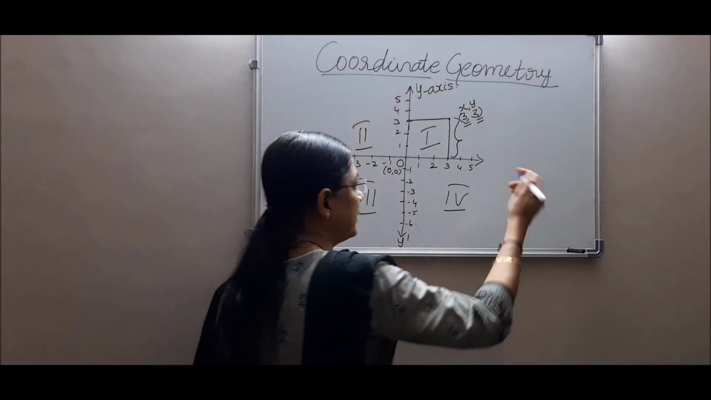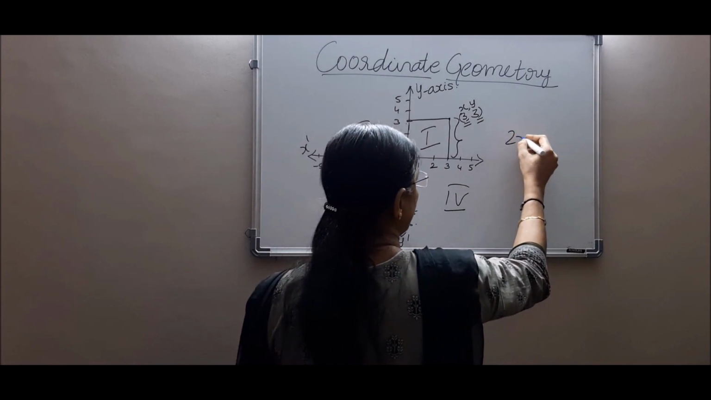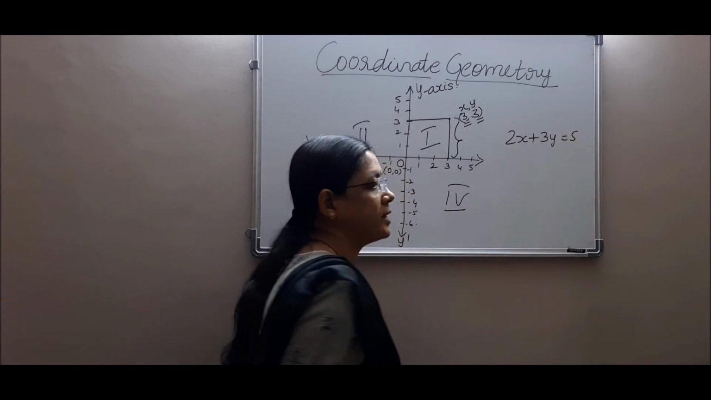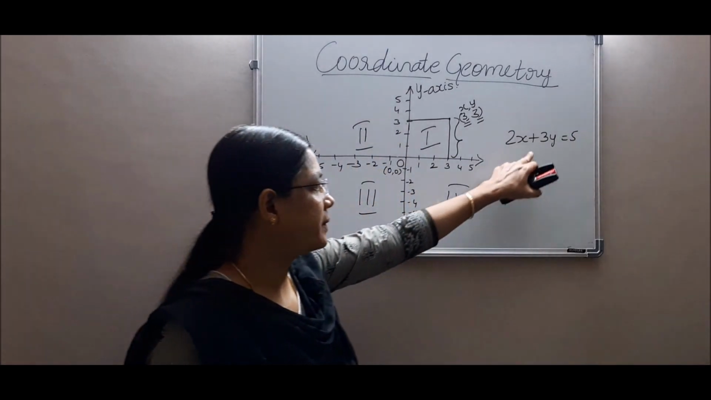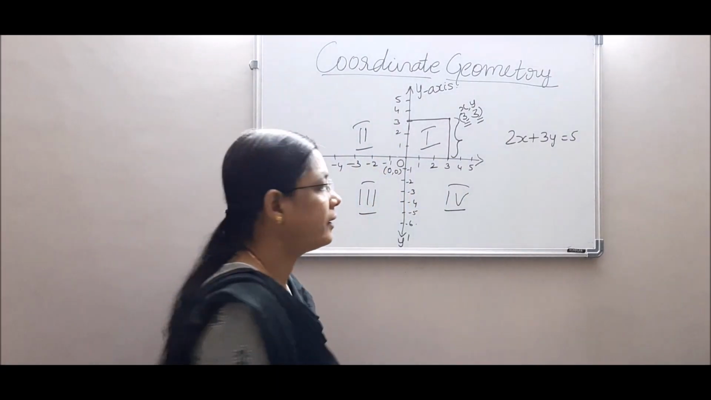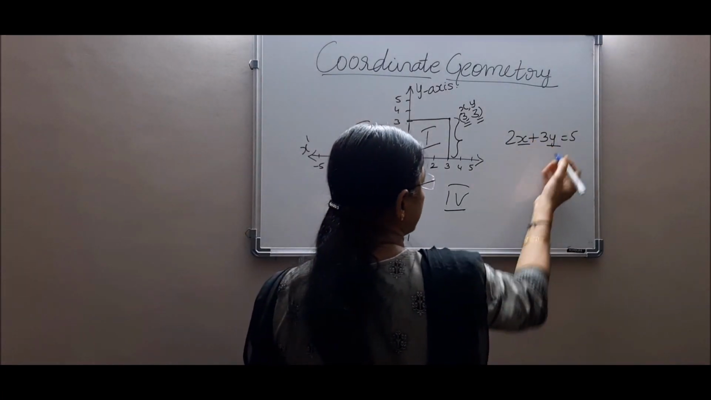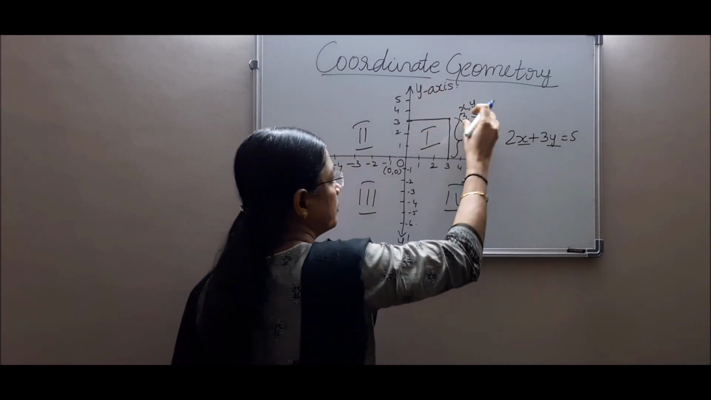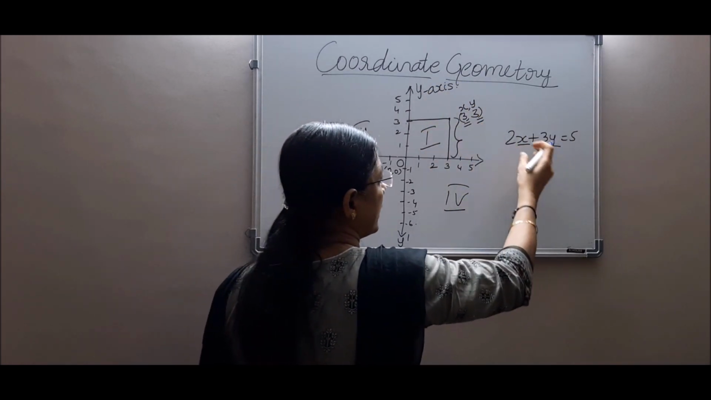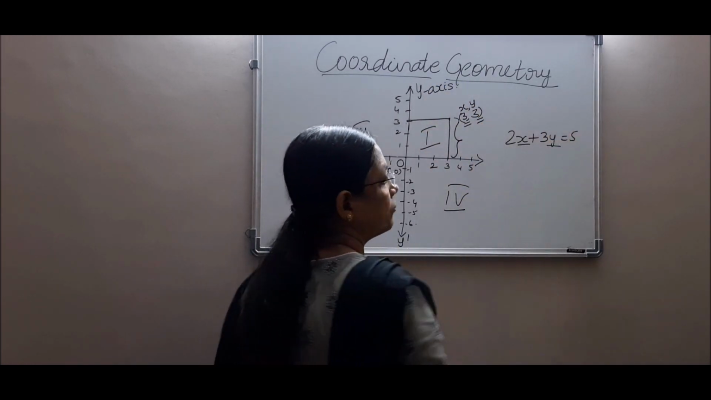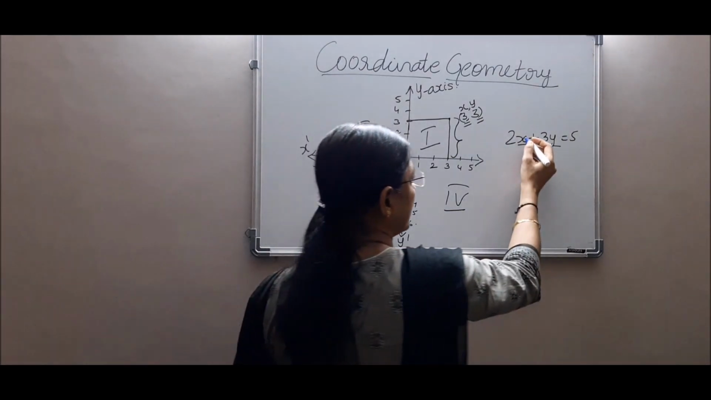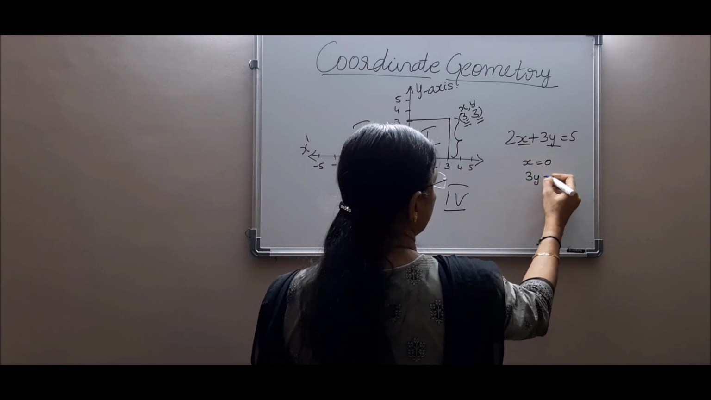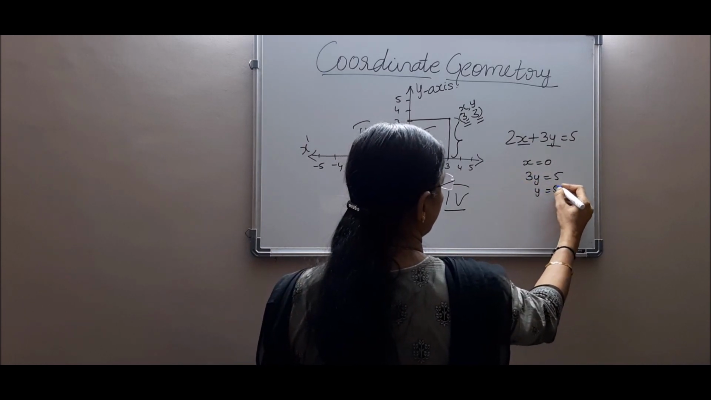Let me give an example, a linear equation. I have 2x + 3y = 5. This represents a line, and if I put values for x and y, this x and y is nothing but the marked points here. So if I put a value for x, I can find the value for y. If I put x = 0, then 3y = 5, or y becomes 5 by 3.